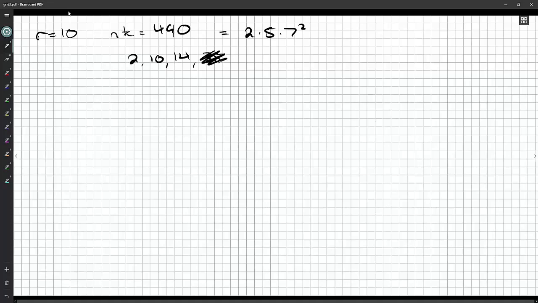So r equals 10, nk equals 490. So I need to leave a remainder of 2 when I divide by 10. So this is 2 times 5 times 7 squared. So we could have 2, we could have 10, we could have 14, we could have 30. Well, we need a multiple of 2 in there. So we could have 70.